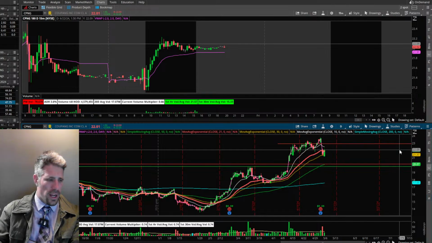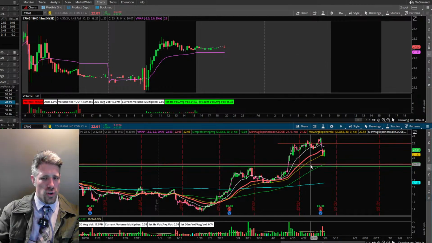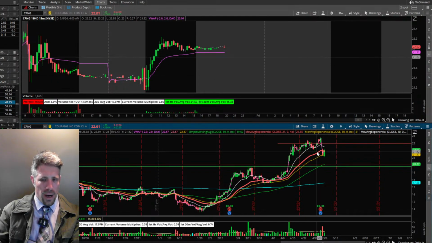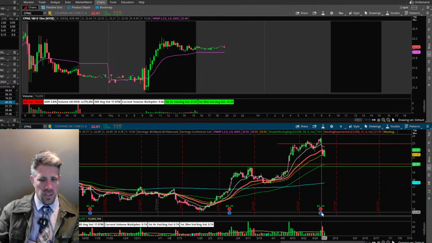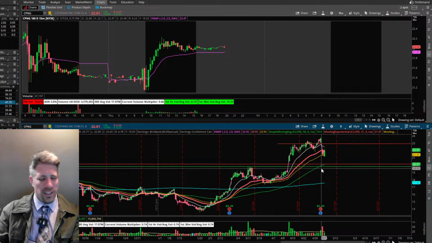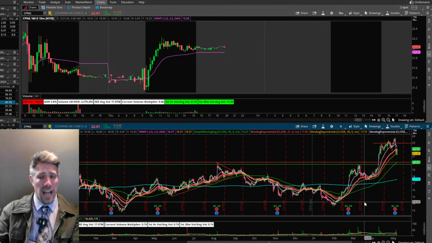CPNG held up during all of this pullback, and it looks very, very good here. Still trying to trade above its moving averages, but is it going to show resistance at this $22? Because when it came out with those earnings, it was less than expected on their earnings per share. That's not a good sign for the overall stock itself.